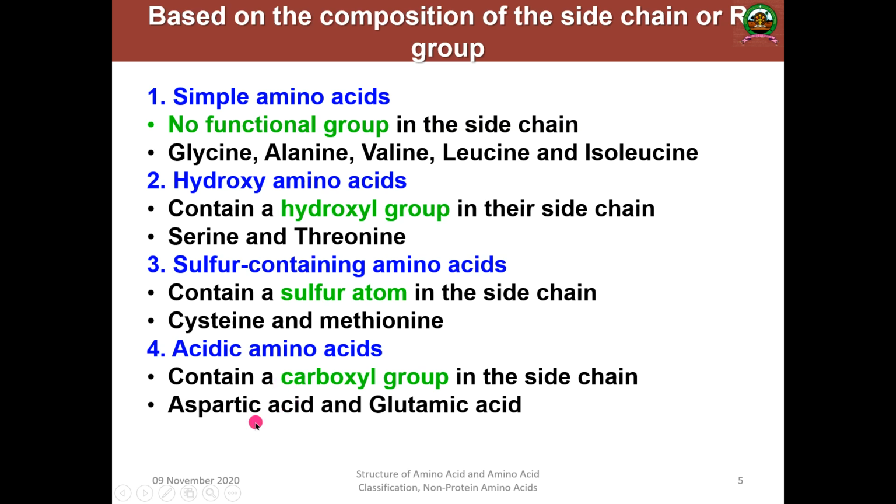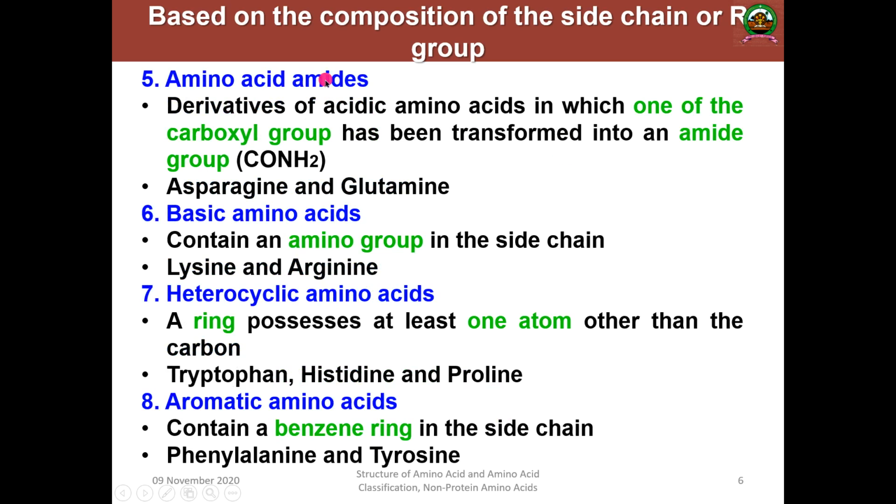Once it becomes an ion, it is called aspartate or glutamate. Then the next one is amino acid amide. These are acidic amino acids or their derivatives in which one of the carboxylic acid groups has been transformed into an amide group. The amide group is CONH2, a CONH2 residue in the presence of a carboxylic acid group. Examples are asparagine and glutamine.